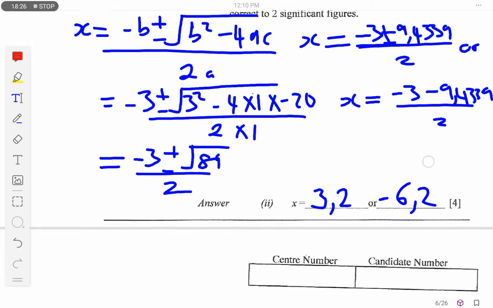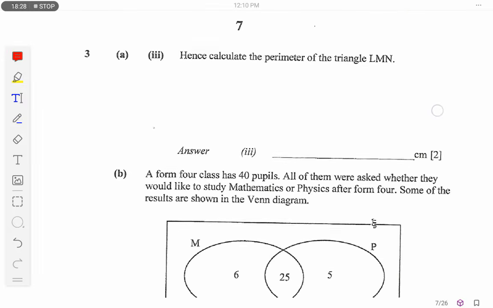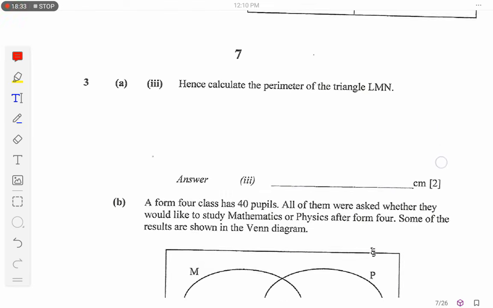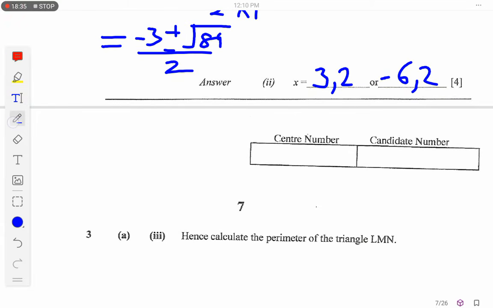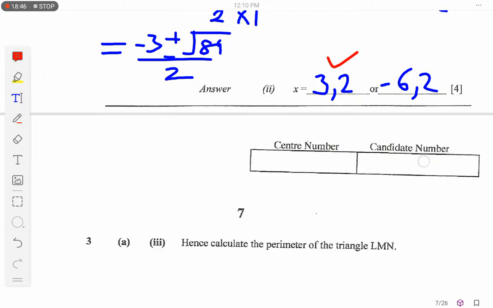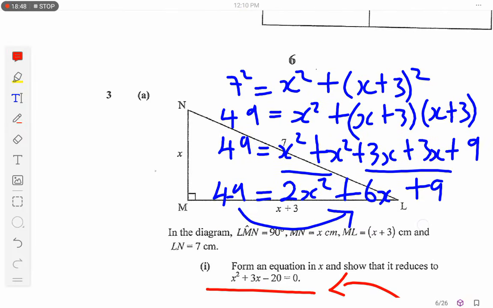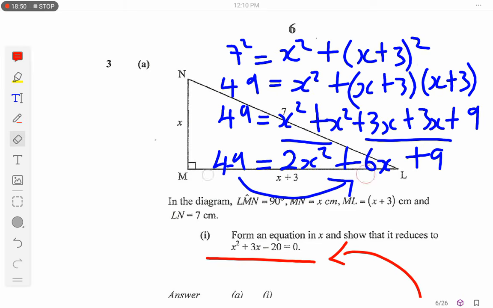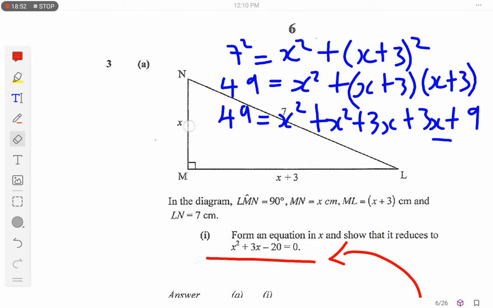Okay, let's move on to the next question. They're saying, hence calculate the perimeter of the triangle LMN. We just calculated the values of x there: 3.2 and minus 6.2. We cannot use a negative there, we are going to use a positive. So our x value is 3.2. Let's go to our triangle and now find the perimeter.